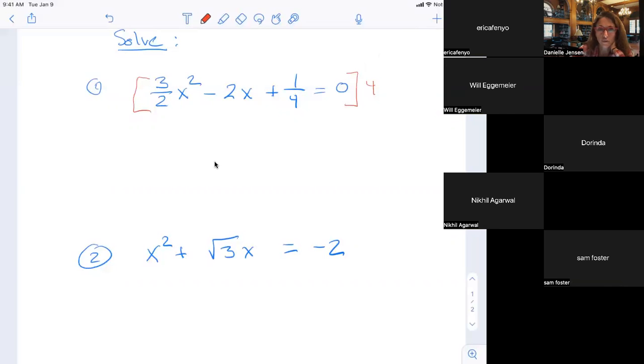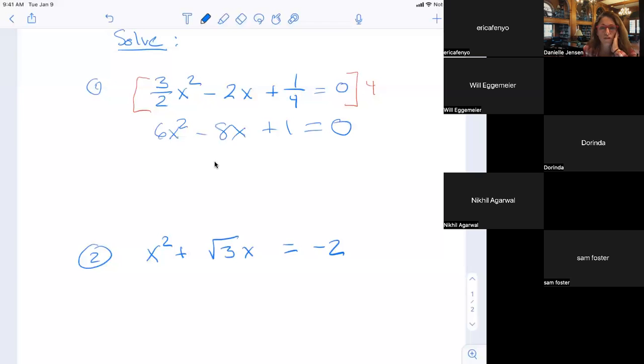Okay, so when I multiply by 4, and because I just made this up, this may not be very pretty. So when I multiply both sides by 4, what do I get for the first term? 6x squared. Perfect. Minus 8x plus 1 equals 0. Quick eyeballing of that makes me realize it doesn't look factorable.